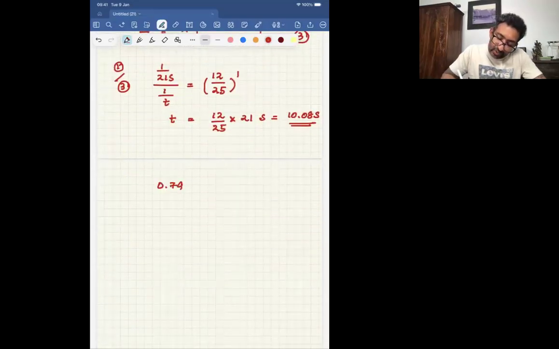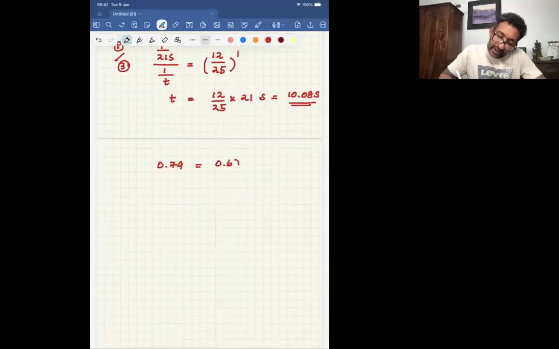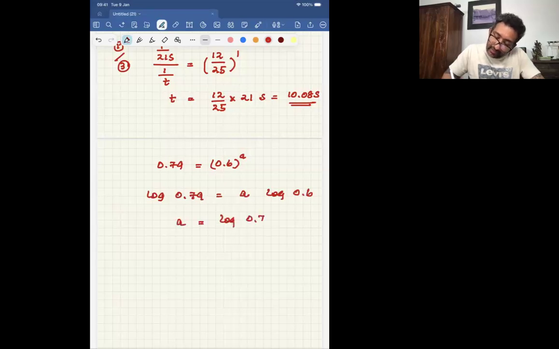0.79 is equal to 0.6 to the power A. Take the log on both sides. Log 0.79 is equal to A log 0.6. A is equal to log 0.79 divided by log 0.6. A is then roughly equal to 1.